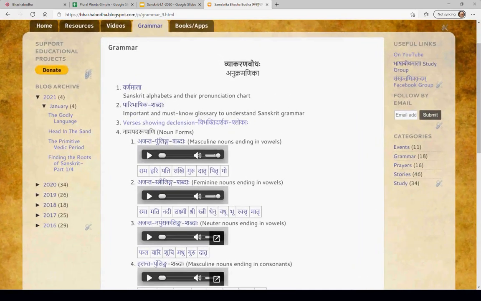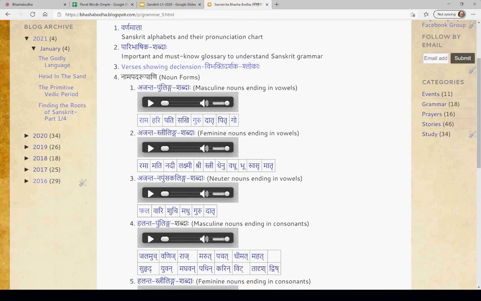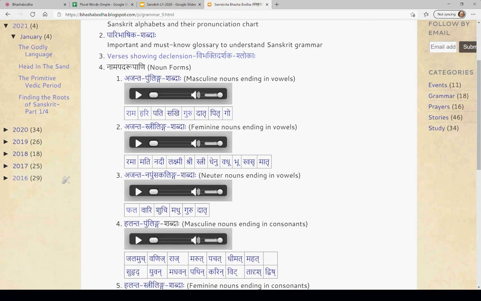This is one resource. There are other websites and books also available listing these different forms. Now here, Pullinga Shabda: you see masculine nouns ending in vowels. One of the words is Rama here. That is our subject of study. Rama, Palaka, Simha, Mushaka, Parvata, these are all noun bases ending in A, and they are Pullinga words.